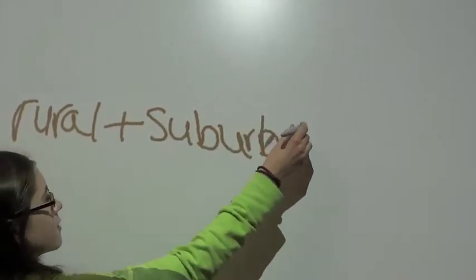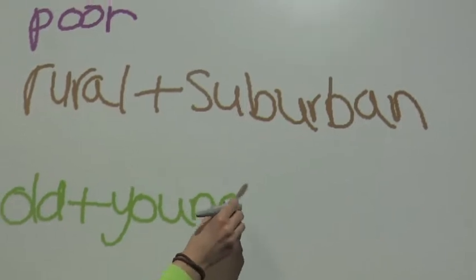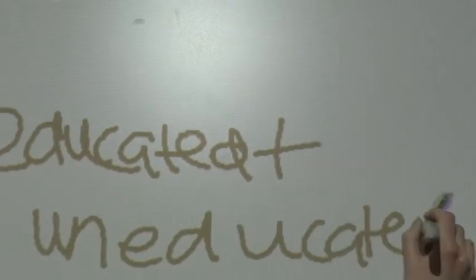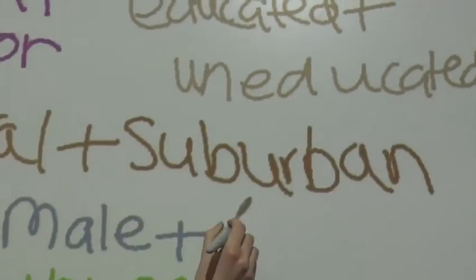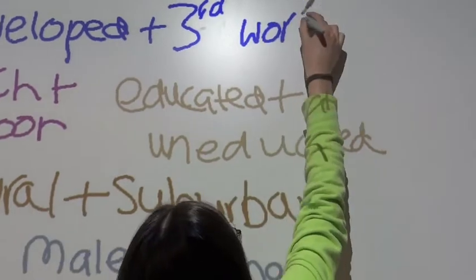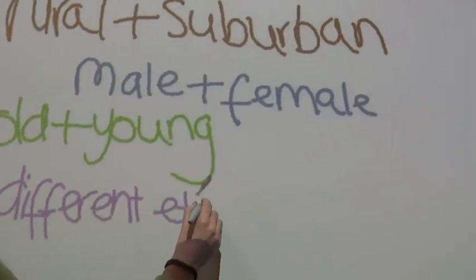The digital divide can exist between rural and suburban, rich and poor, old and young, educated and uneducated, developed and undeveloped countries, different ethnic groups.